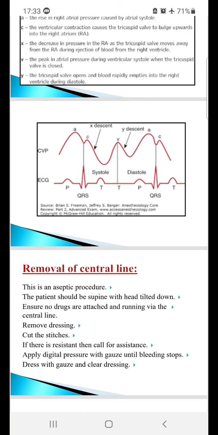Removal of the central line. It is an aseptic procedure. The patient should be supine and held tilted down. Ensure no drugs are attached and running via the central line. Remove the dressing. Cut the stitches. If there is resistance, then call for assistance.